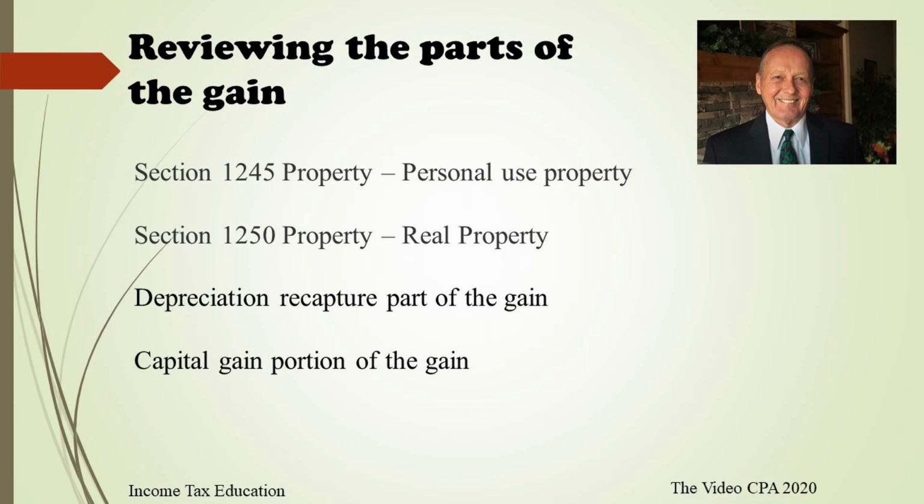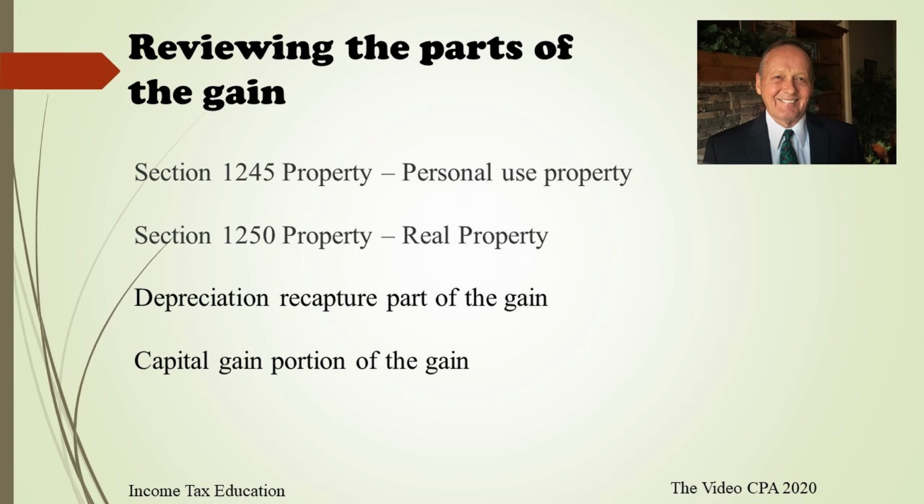So you need to realize that when you have a gain on the sale of an asset, there is usually two parts of that gain. One is the depreciation recapture part, and the other is the capital gain part. And so Section 1245 and Section 1250 determine how those two parts are taxed.